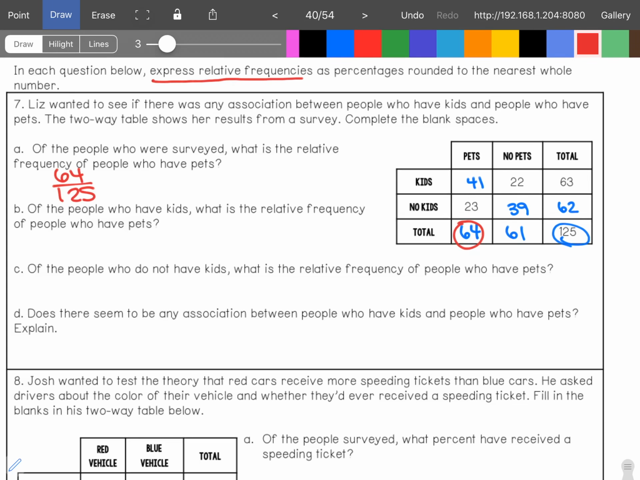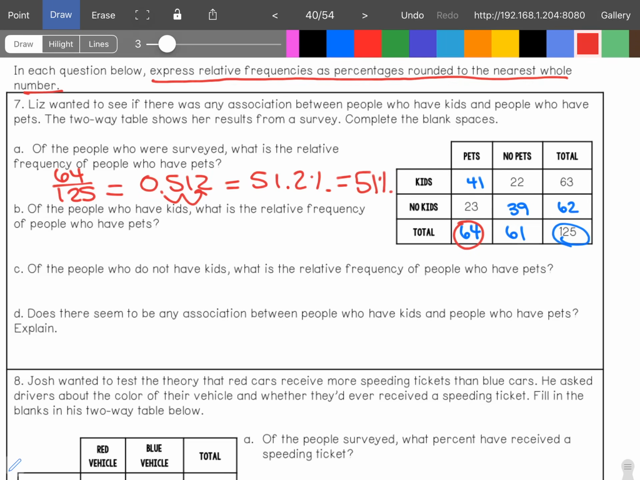And it's set in the directions to express as percentages rounded to the nearest whole number. So we've got to do 64 divided by 125, and we get 0.512. If we move the decimal 2 places, that's going to be 51.2%. To the nearest whole number, 51.2 is really just going to be 51%.